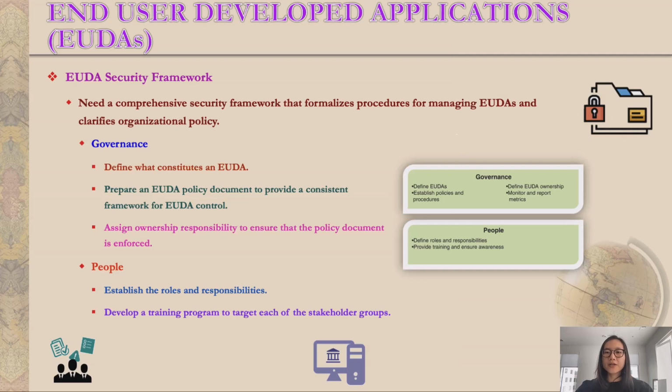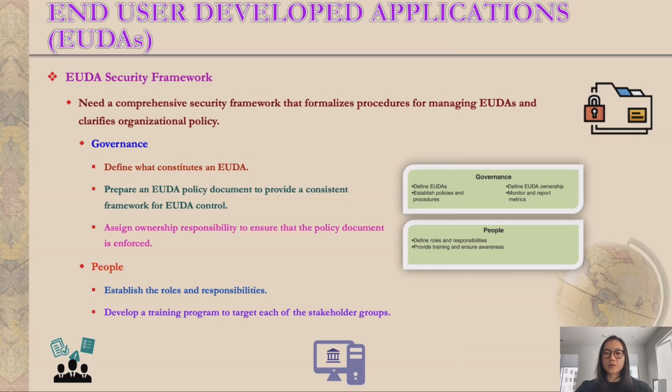The end-user developed application needs a comprehensive security framework that formalizes procedures for managing the applications and clarifies organizational policy. There are several considerations that need to be made for end-user developed applications. The first set of considerations is in the area of governance. Senior executives must define what constitutes an end-user developed application. This involves distinguishing end-user developed applications from IT-developed and supported applications, and specifying which types of applications should be placed under management control.